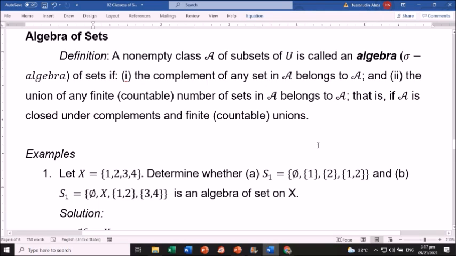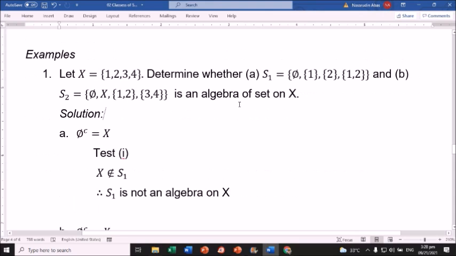So we have here example number 1. Let X equal the set containing elements 1, 2, 3, and 4. Then determine whether these two sets, S sub 1 and S sub 2, are an algebra of sets on X. We have to satisfy the two given conditions.